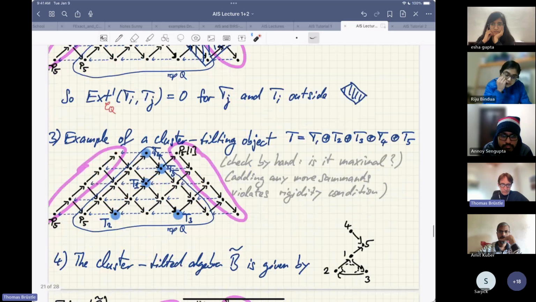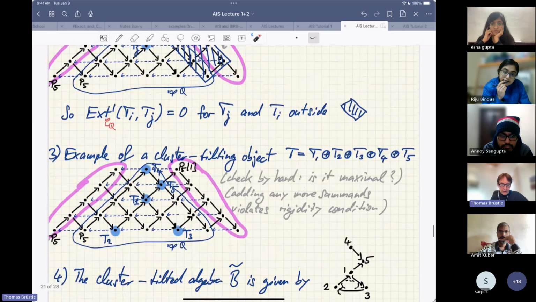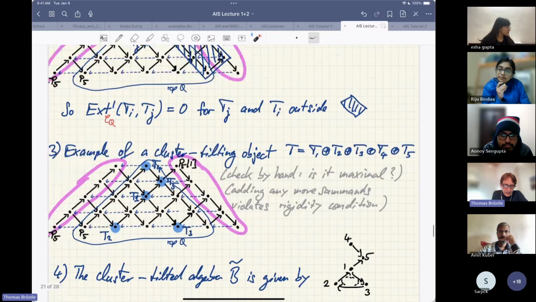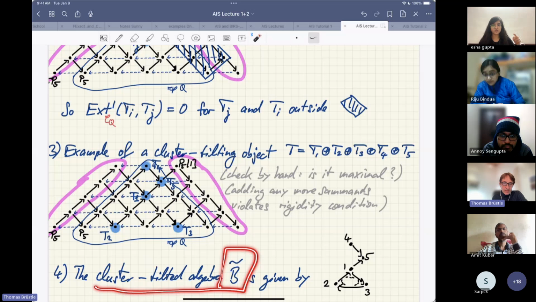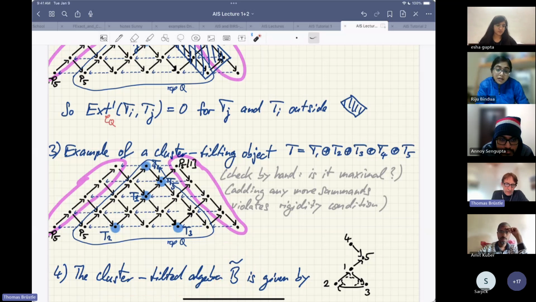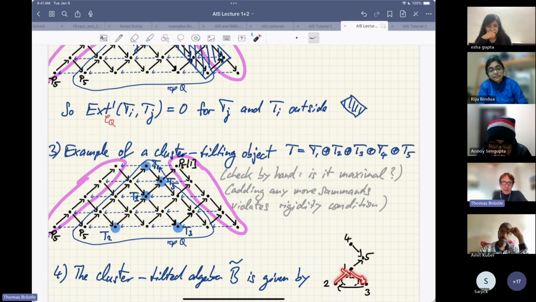And so what is the cluster tilted algebra B tilde this time around? So I look for morphisms. There's a morphism from T4 to T5. This gives me that arrow here. From T1 to T5, that gives me the arrow here. Then from T2 to T1, from T1 to T3, this gives me these two arrows. You see what I'm doing?